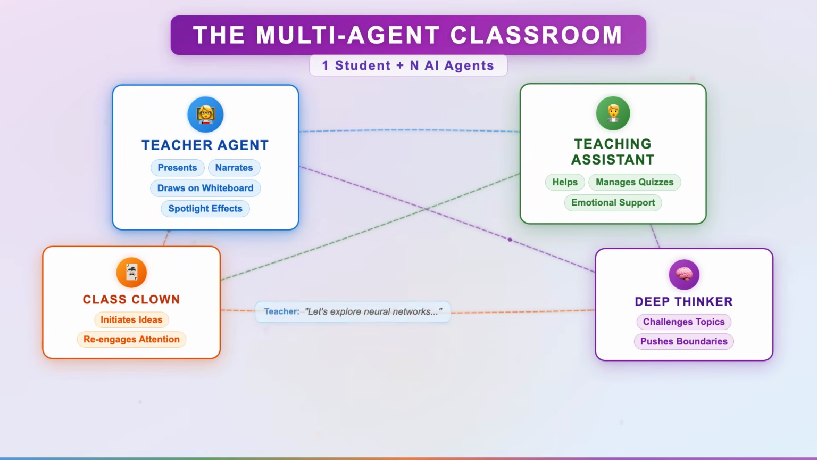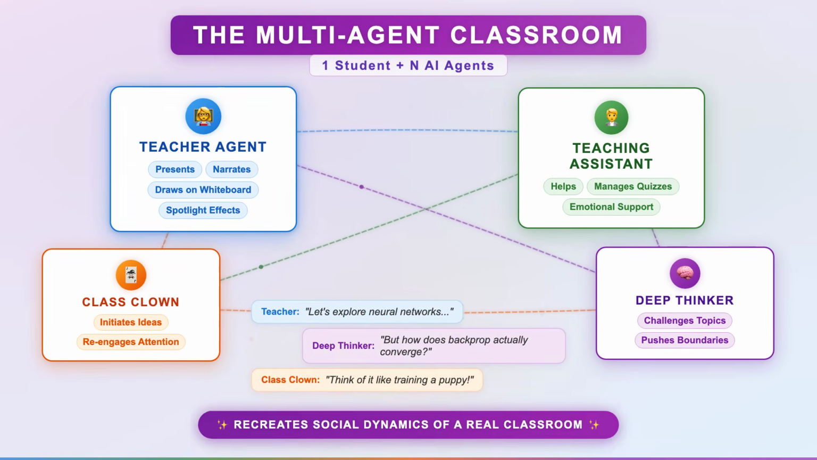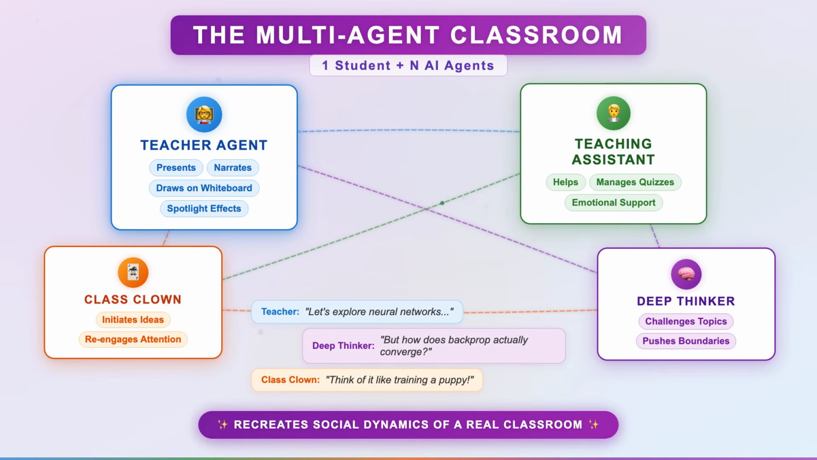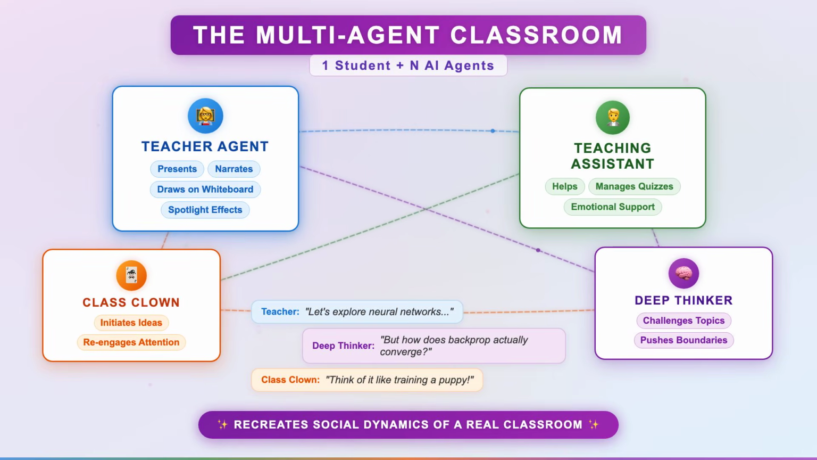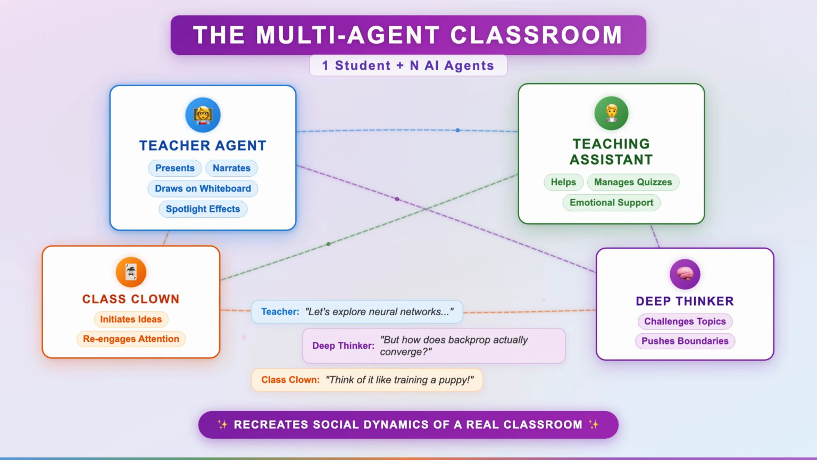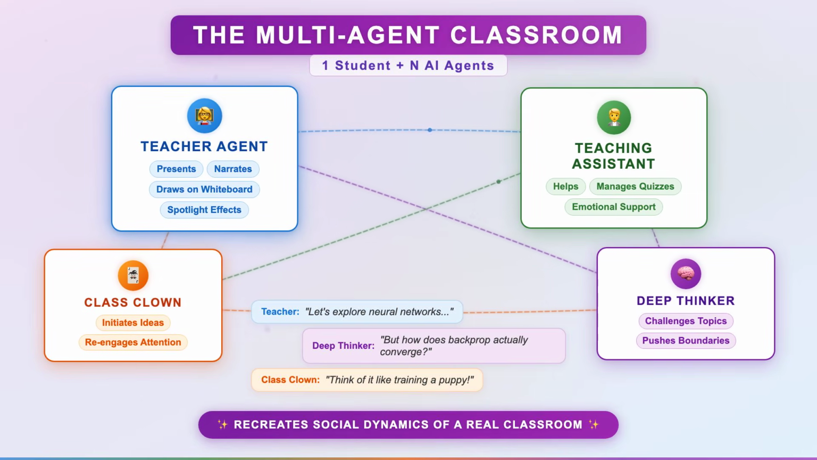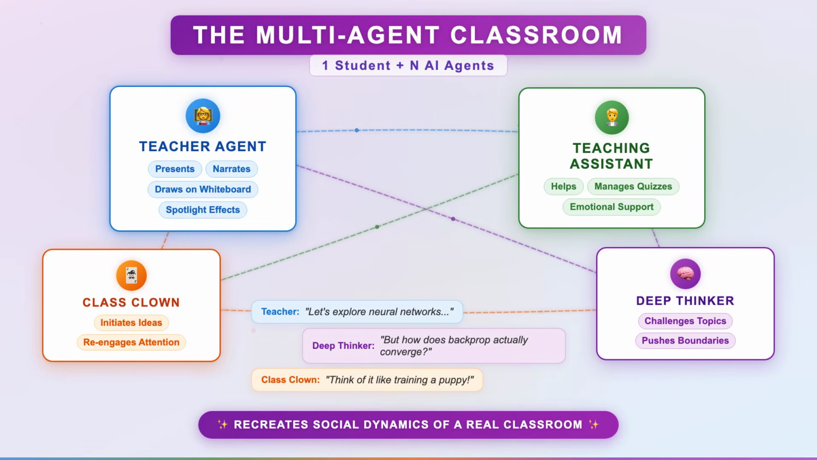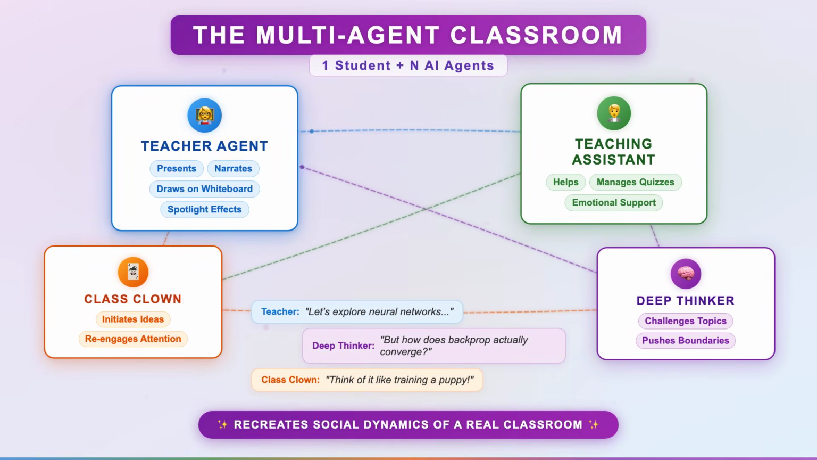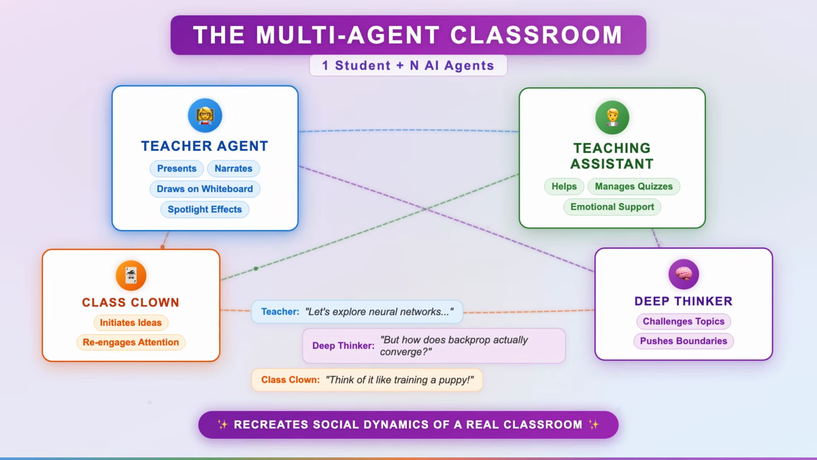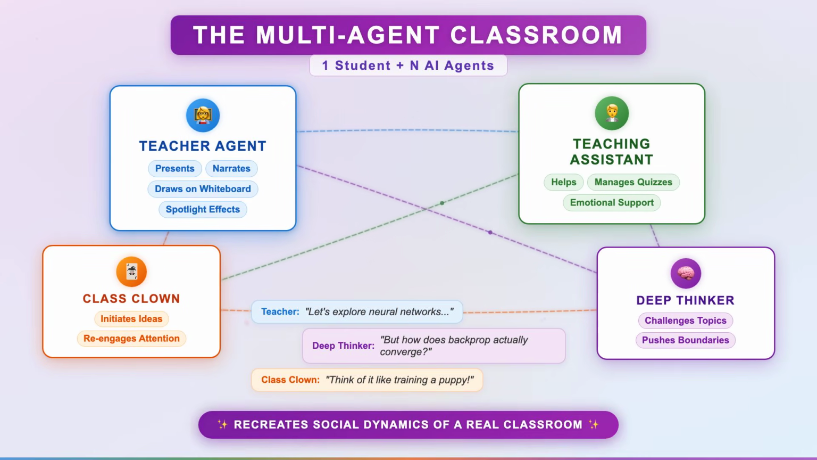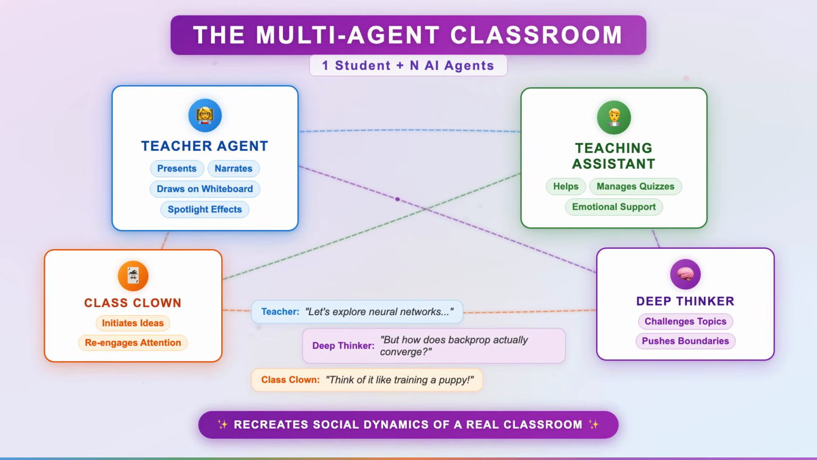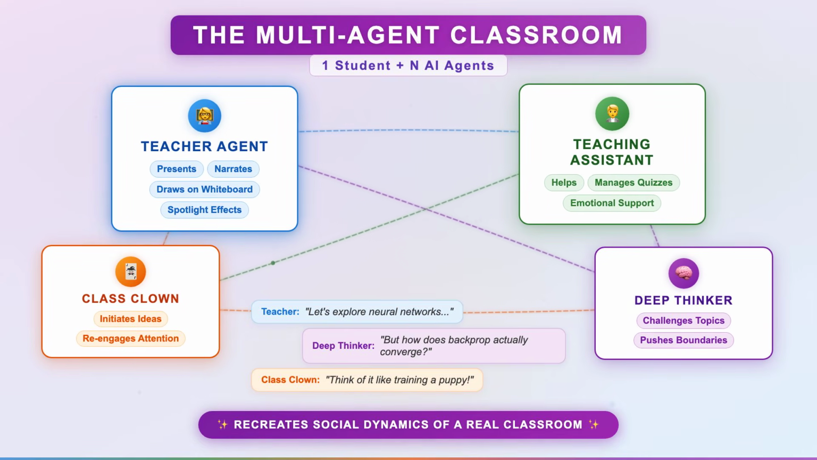These agents don't just respond to you, they interact with each other. The teacher presents a concept. The deep thinker challenges it. The class clown offers a creative analogy, and suddenly you're in a roundtable debate with AI. It recreates the social dynamics of a real classroom, which research shows is critical for learning.